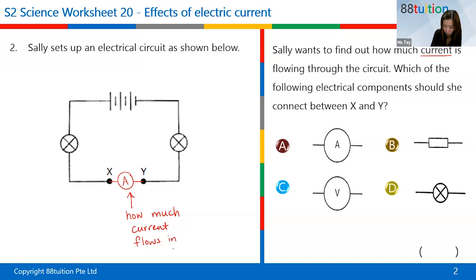So how does the ammeter look like? If you have already done electricity in school, you will be able to see how the ammeter looks like. And you need to take note of how the ammeter is being connected into the circuit. For example, if I show you now, the ammeter looks like this.